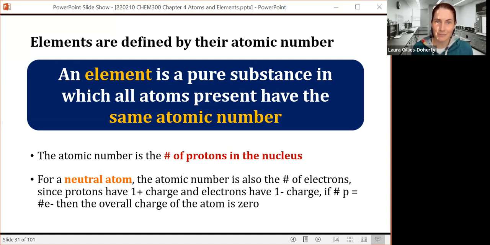For a neutral atom, because neutral atoms have 0 charge overall, the number of protons is also going to be equal to the number of electrons. Each proton has a charge of +1. So if the atom is charge neutral overall, if you have a certain number of protons, then you have to have that same number of electrons for the charges to add up to 0. So for neutral atoms, the number of protons and the number of electrons is equal.